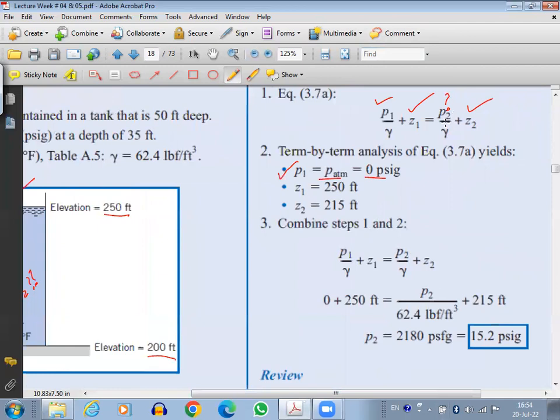So we know P1. We want to find P2. We know Z1. We know Z2. Gamma is basically a property of the liquid, which is provided to you in the exam. So gamma for water is given here. In this case, the gamma for water is 62.4 pound force per foot cube. So in this equation, everything is known except for P2. We can simply substitute the values and find P2.